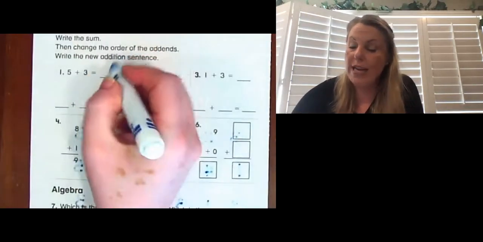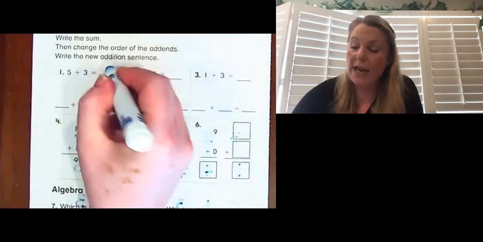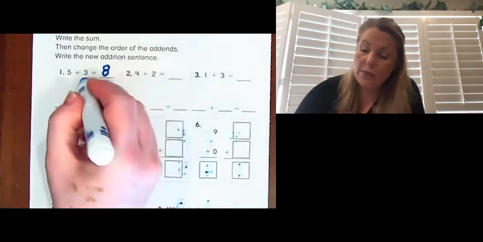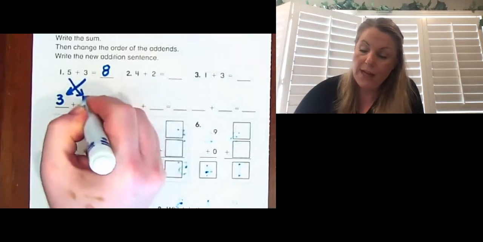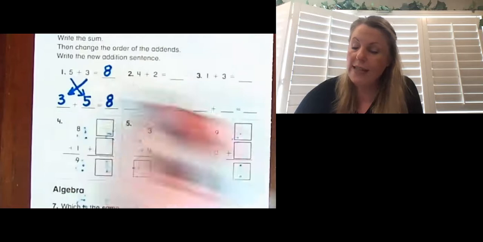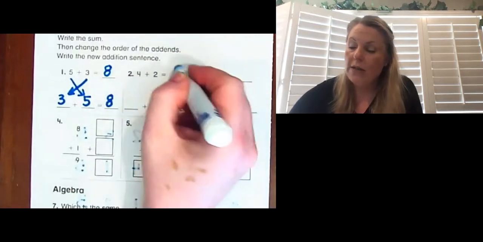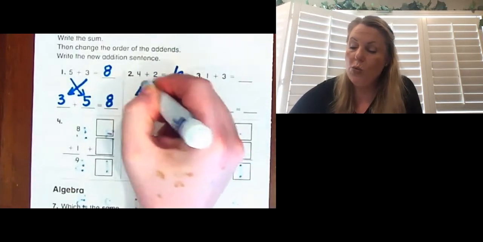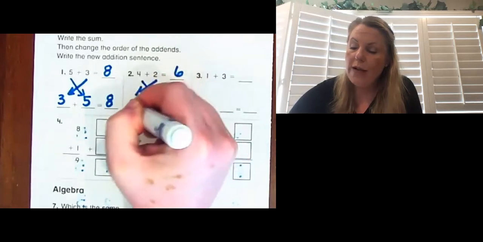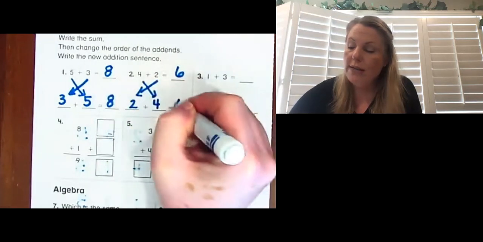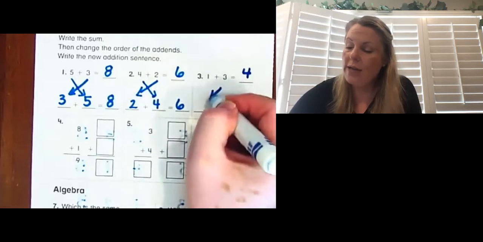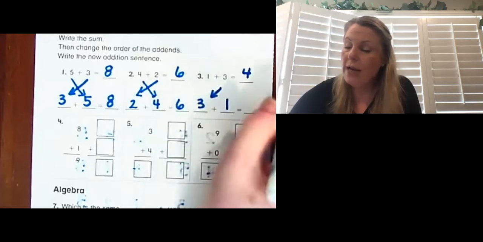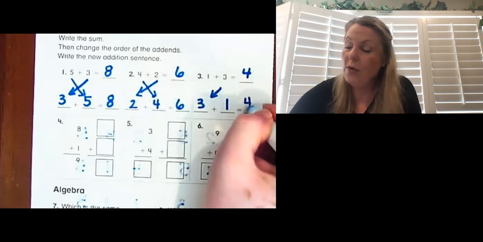5 plus 3 is 5, 6, 7, 8. All right, now we're going to switch. So we're going to put 3 first and 5 second. 3 plus 5 is 8. It's the same answer. 4 plus 2 is 6. Now we're going to switch, and then we're going to write 2 plus 4 is 6. 1 plus 3 is 4. And now we're going to switch. 3 plus 1 is 4.